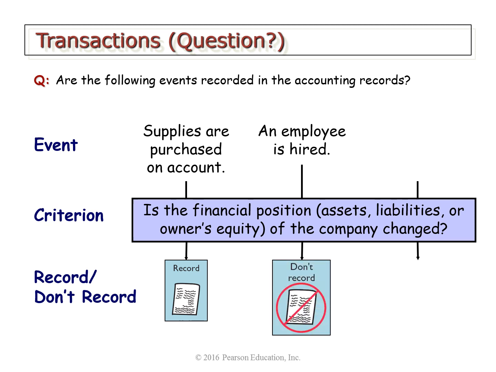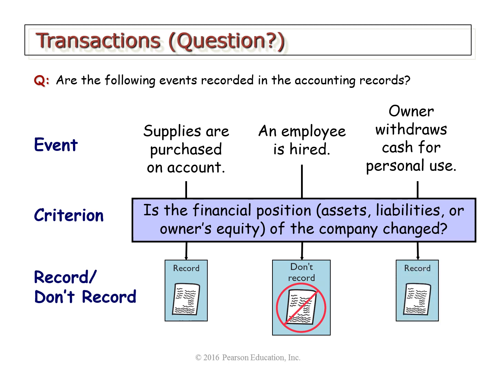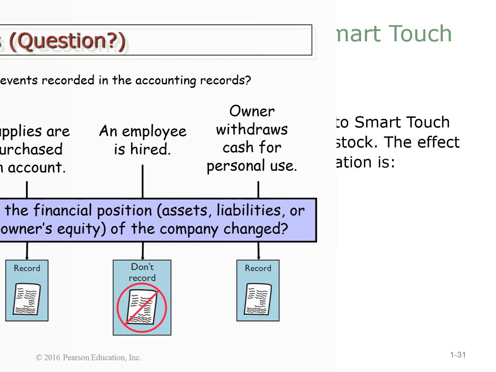Actually, no, because when you hire the employee, when he is signing the contract, nothing has affected the resources of the company. So we cannot record it now. When to record it? When the employee comes and stays for 1 month, for example, and he deserves the salary. When he deserves the salary, this is an expense that must be recorded in the books. Owner withdrawing cash for personal use. If the company had, for example, a cash withdrawal or dividend, this is a transaction that we have to record.